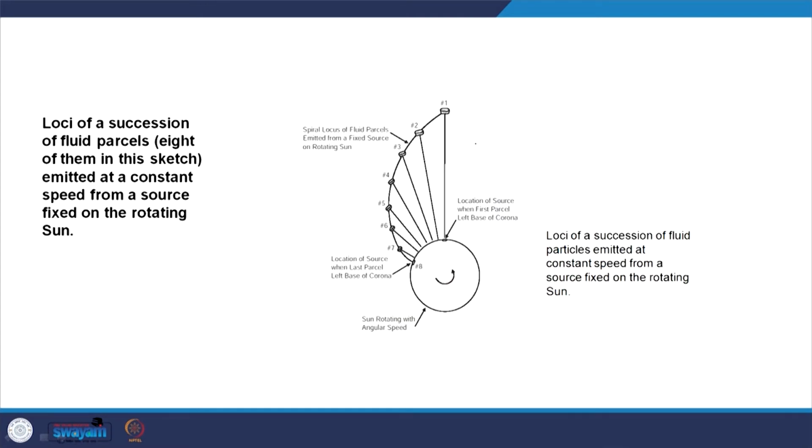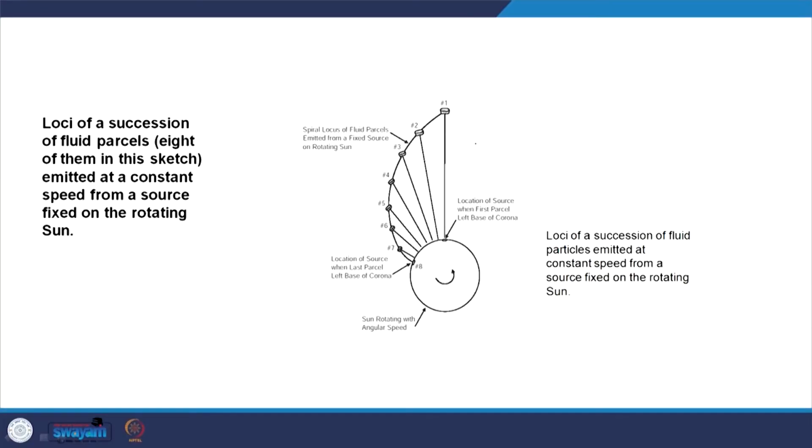Now, how does it look? Let us say you consider consecutive parcels of solar wind that are emitted by the same source. So, if you take the sun's surface to be the origin of the solar wind, and you take one particular point which is emitting solar wind continuously, then how does it look if the sun is rotating angularly in this way, if you are looking from the top? So, this point is the point where the first parcel is emitted.